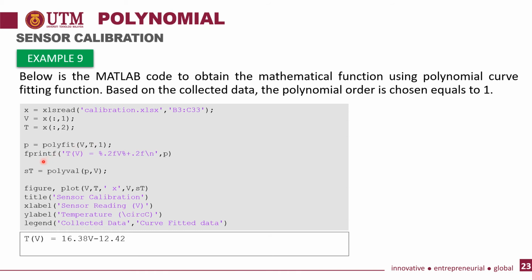Then we want to evaluate the data by using ST equals polyval of P, V. We want to evaluate the expression P that we get. Here we will get the polynomial expression, and here we want to evaluate whether the expression is true or not, whether it is accurate or not. The input we give to the polynomial expression P is the voltage, and then you will get the answer here.